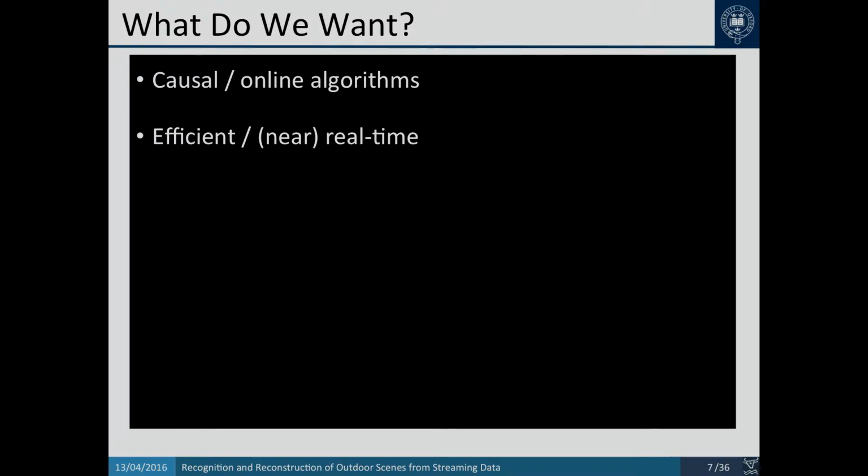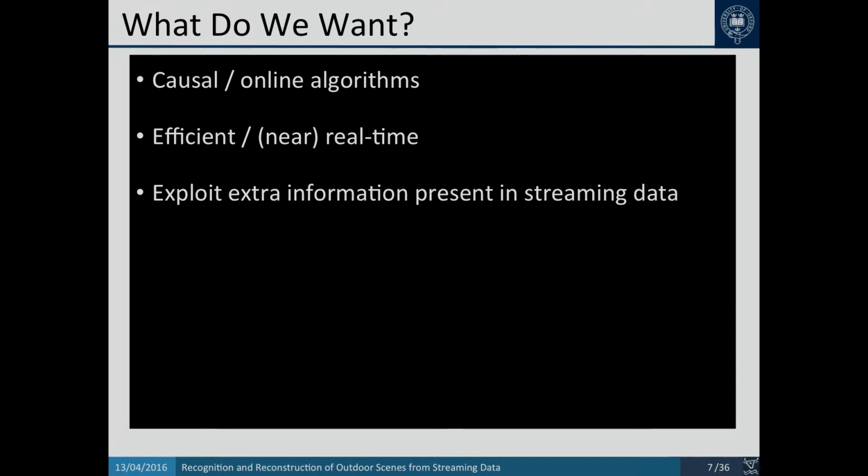Right, so in short, I'd like to see algorithms that are causal or online. That means that they do not need any information from future frames. That are efficient or work in near real time, because otherwise we cannot use it with real robots. Algorithms should also exploit extra information present in streaming data. They should handle pretty much any scale environment. We cannot say that processing, I don't know, this desk sequence is enough. We really need to handle any scale environments.